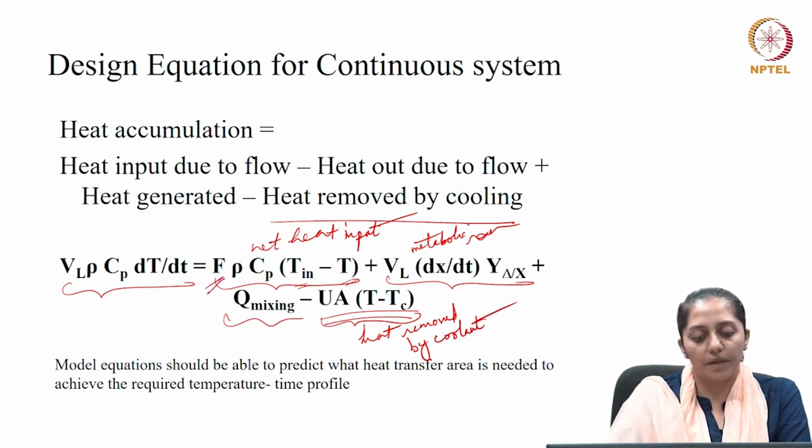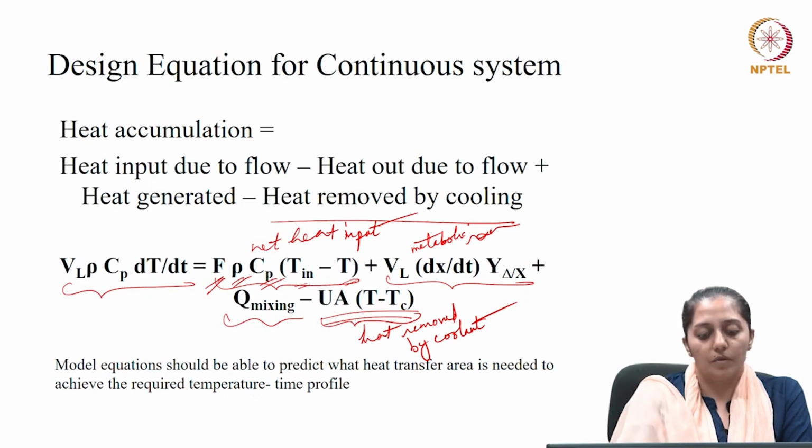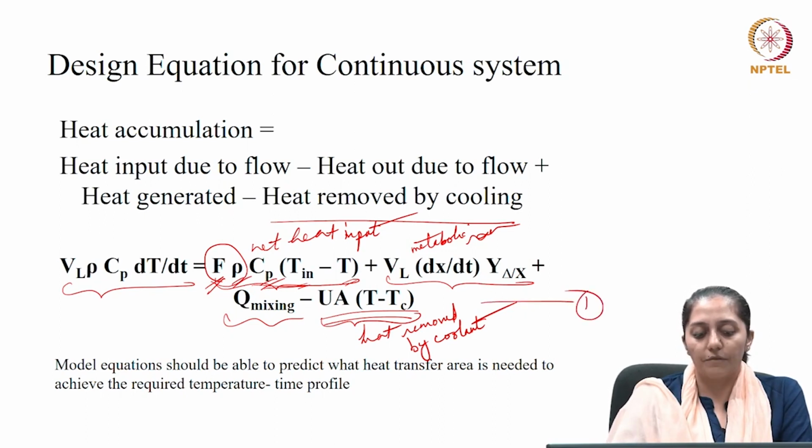Where F was your volumetric flow rate of the continuous medium, rho is the density of the medium, Cp is your specific heat capacity. So, F into rho is the mass flow rate, multiplied by Cp times delta T, will give you the rate at which the heat is being input, the net. Now, this equation given here can finally be used to predict the heat transfer area required to achieve the required temperature profile of the fermentation medium given the coolant temperature.